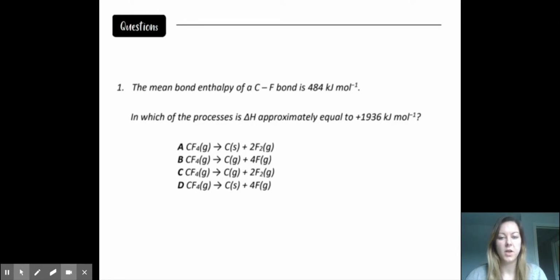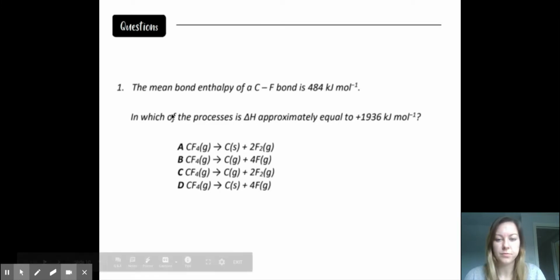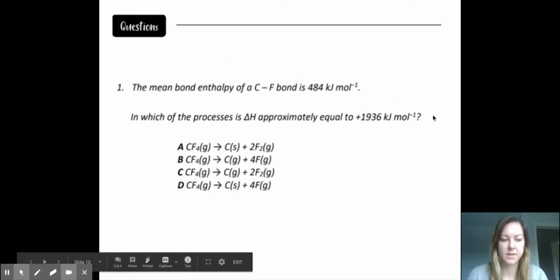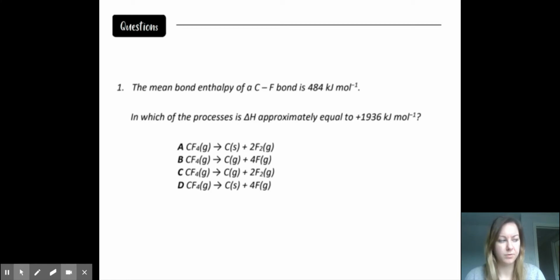So question number 1 says the mean bond enthalpy of a carbon to fluorine bond is 484 kilojoules per mole. And which of the processes is delta H approximately equal to plus 1936 kilojoules per mole? So how do we figure this out? This is quite a problem solving based one. But if we look up, or it tells us in the question actually, that the carbon to fluorine bond is 484. If you multiply 484 by 4, you get that number, 1936.